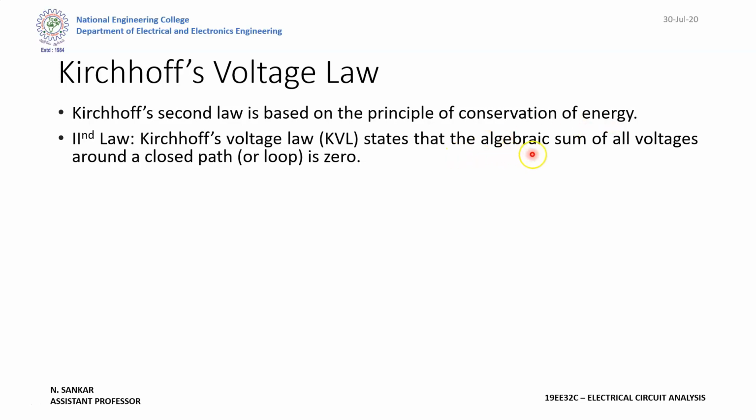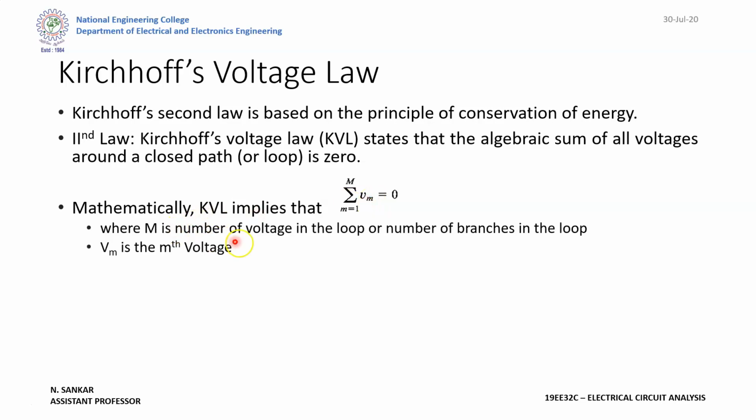It states that the algebraic sum of all the voltages around a closed path is 0. So if you take a loop and add all the voltages connected in the loop, it will be equal to 0. That is Kirchhoff's voltage law. This is the mathematical representation: the sum from m equal to 1 to capital M of Vm equals 0. Vm is the voltage in the loop, and capital M is the number of voltages in the loop, or number of branches as said in Kirchhoff's current law. Vm represents the mth voltage.